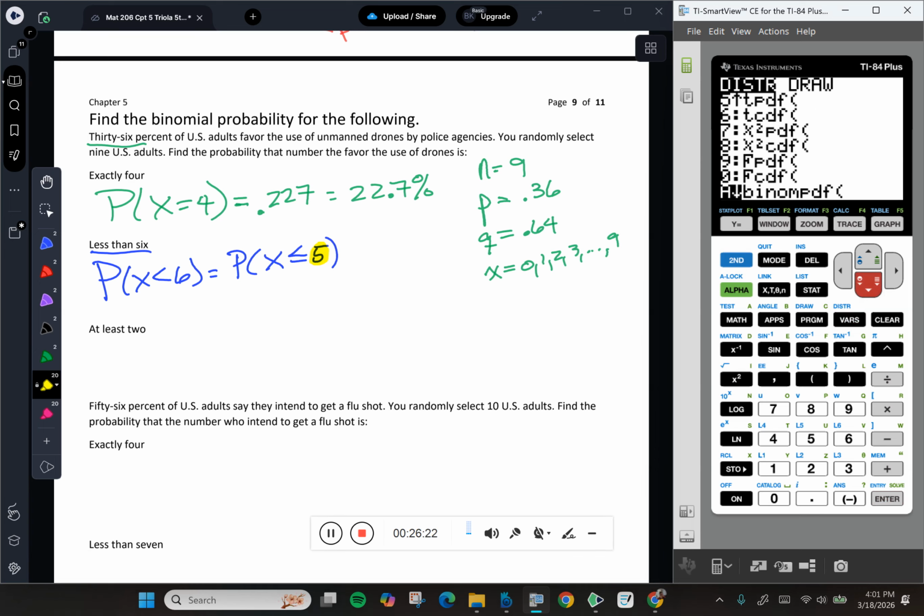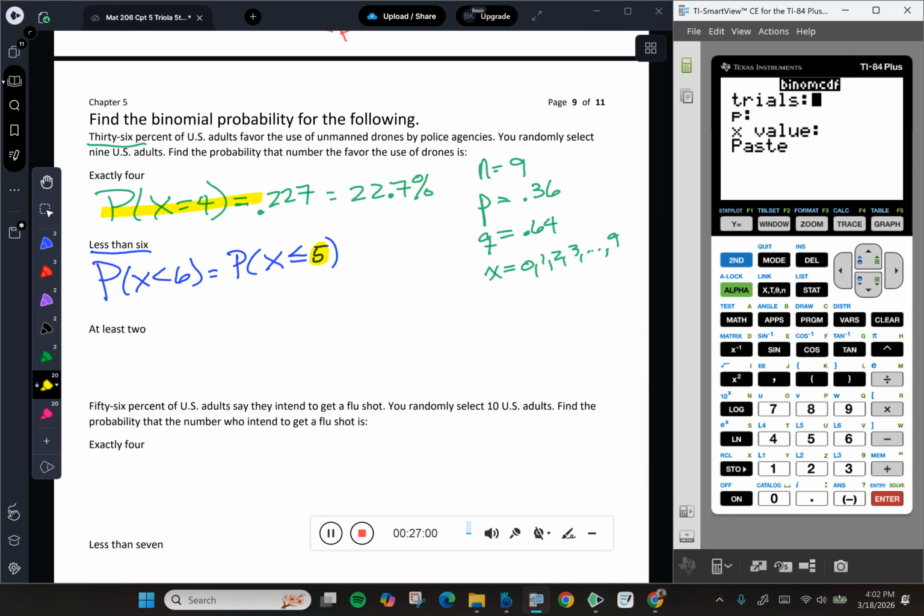This time I'm not looking for binomial PDF, which finds a single value like we did here. I'm looking for binomial CDF. What that's going to do is calculate the probability that x is 0 plus the probability that x is 1 plus the probability that x is 2 and 3 and 4. It'll keep finding all those left tail probabilities until we tell it to stop. In this case, we are going to tell it to stop at 5. Okay, so I'm going to punch that up.